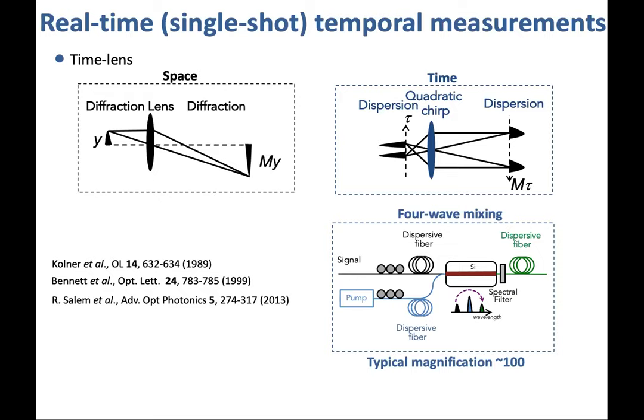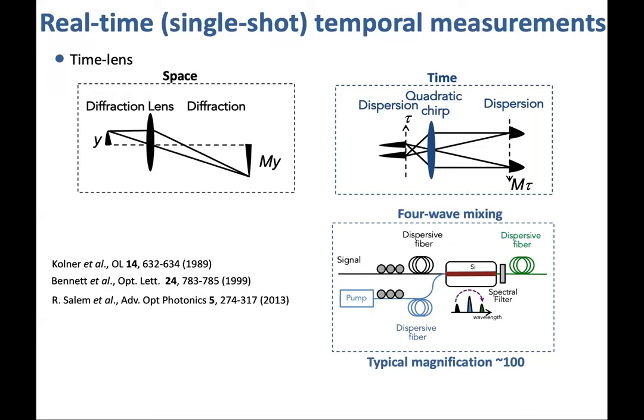So in space, if you want to magnify an object, what you do is that you will use a lens. And if you want to do that in the time domain, you can construct the equivalent by applying a quadratic chirp to the temporal waveform. Because if you know a little bit of physical optics, what a lens does simply is that it imposes a quadratic spatial chirp onto the object that you're imaging, and that combined with diffraction allows you to achieve magnification. So the same can be achieved in the time domain by imposing some quadratic chirp.